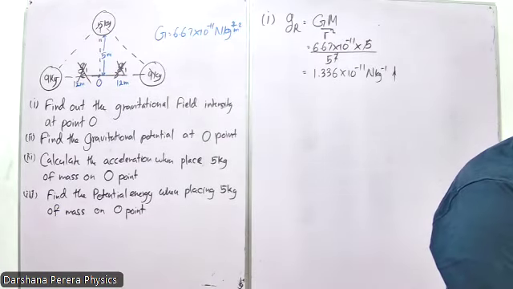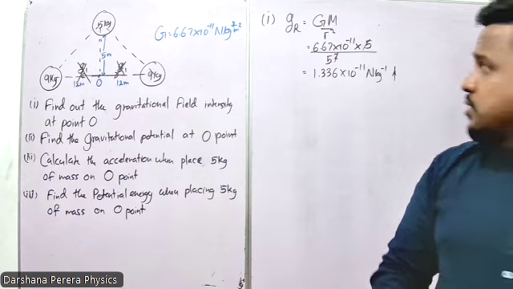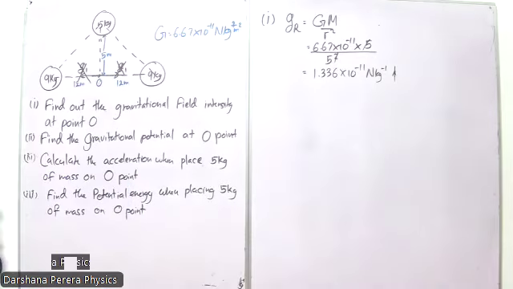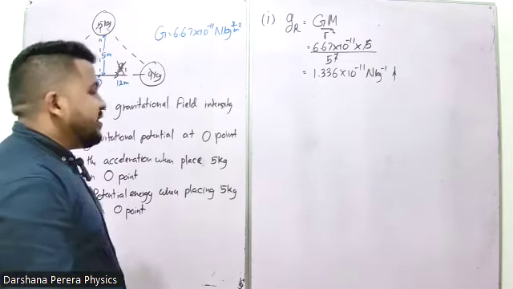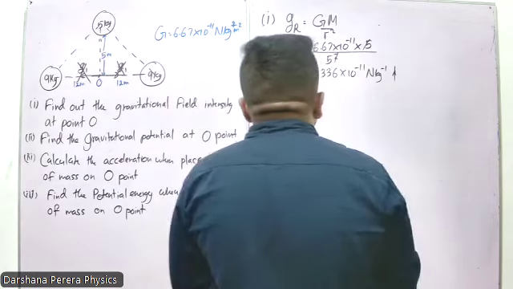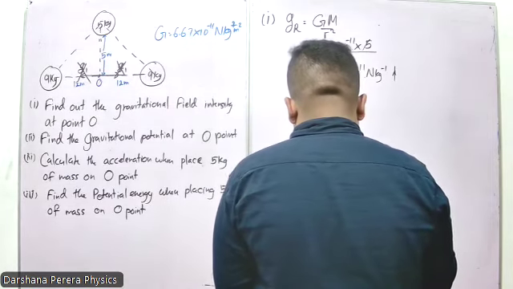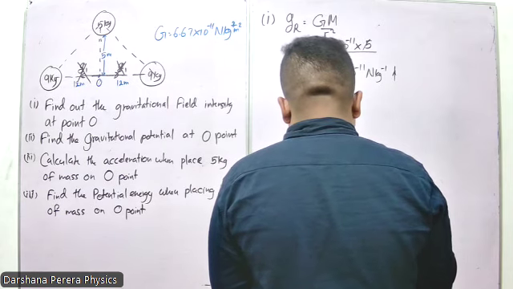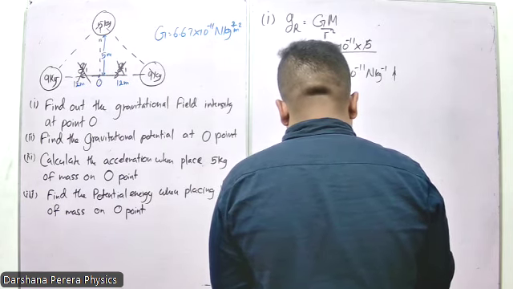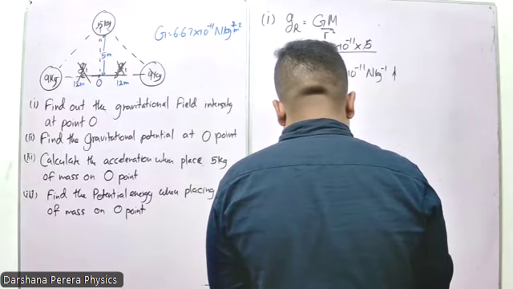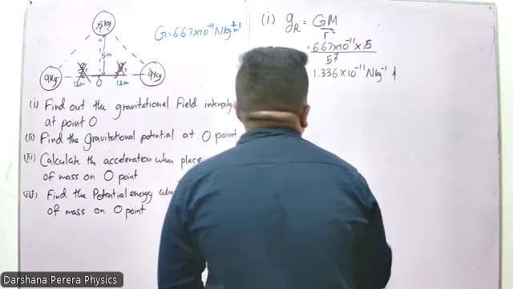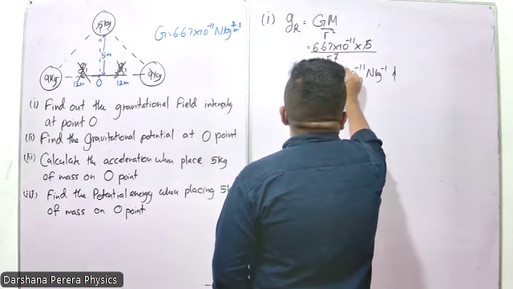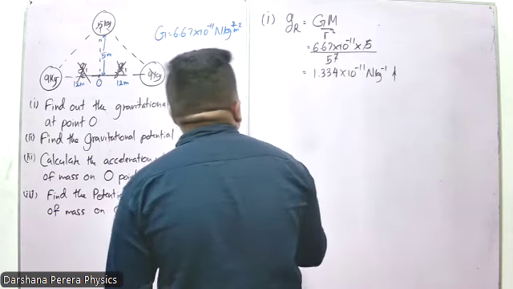Yes, I think your answer is 1.87, because gravitational fields are the same for 9 kilogram and 9 kilograms. So both are getting cancelled out. So this is the answer. 1.334 into 10 to the power minus 11.